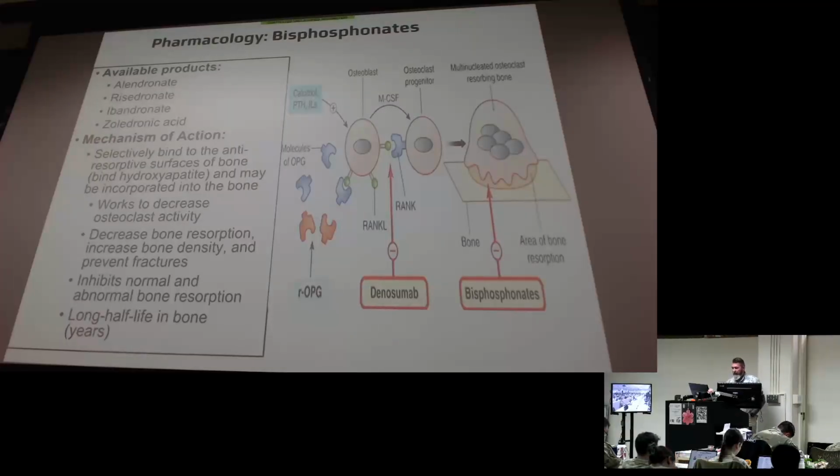Bisphosphonates. And like I said, bisphosphonates ends in ATE, actually NATE, and so do all the drugs but one in this class. And they're there on the left as available products. The IV option is zoledronic acid. That's what makes it different in the class, is that it's IV.